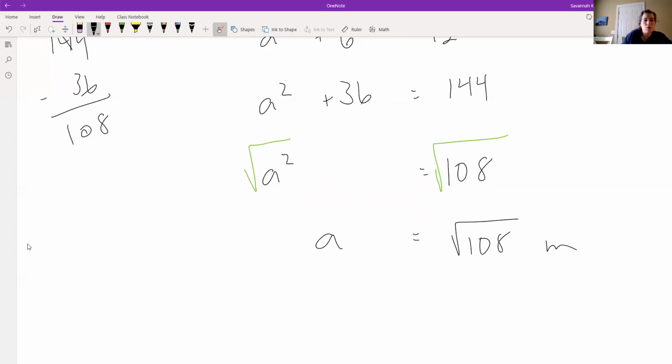I have to think about, what about those perfect squares? So 2 squared is 4, 3 squared is 9, 4 squared is 16, 5 squared is 25. Let's see. 9 goes in there pretty nicely.